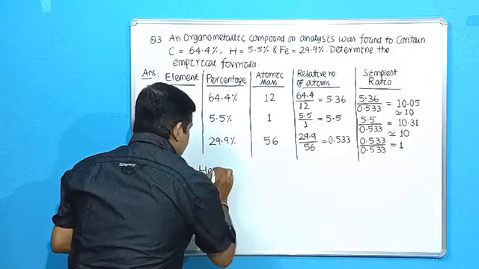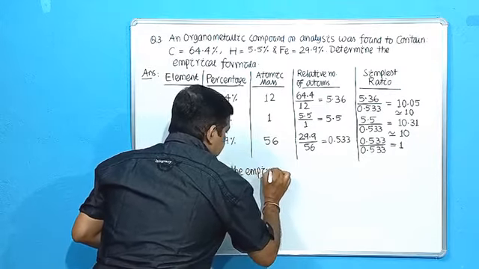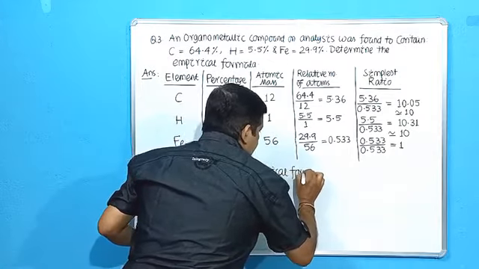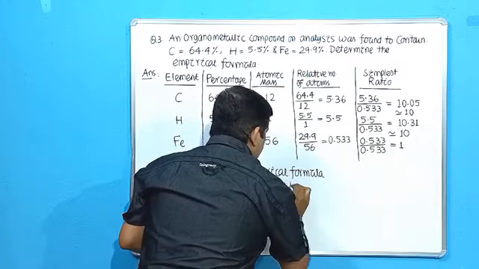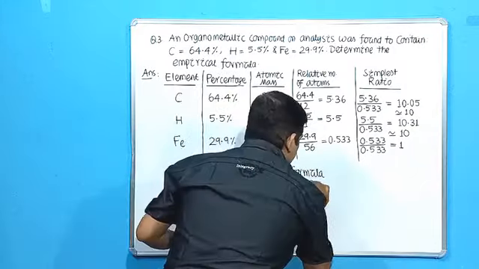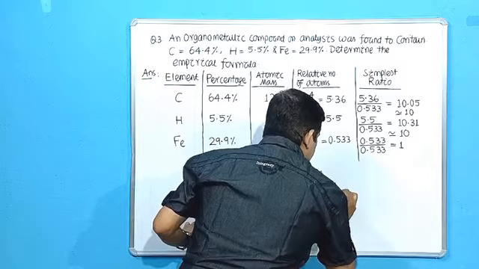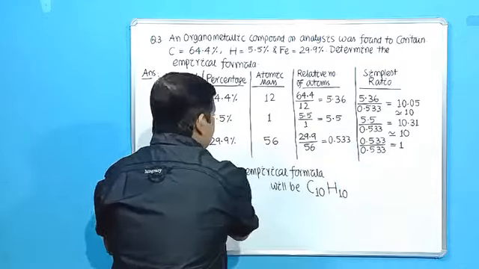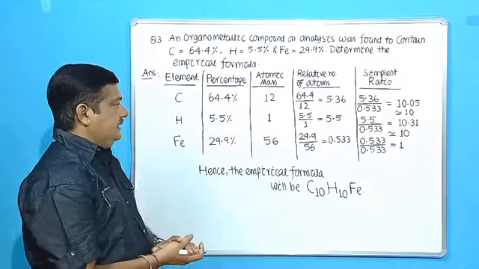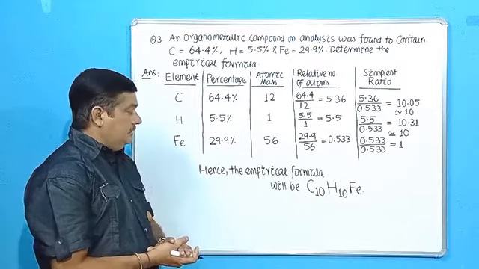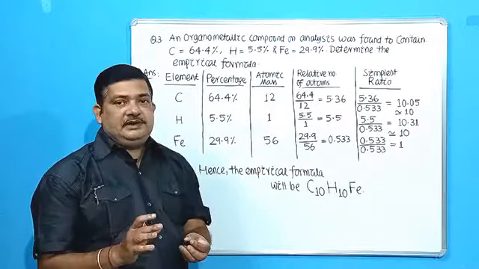Hence the empirical formula of the organometallic compound will be C10H10Fe. So this is the empirical formula of the given organometallic compound. Okay. So this is how we have to solve the numericals based on empirical formula.